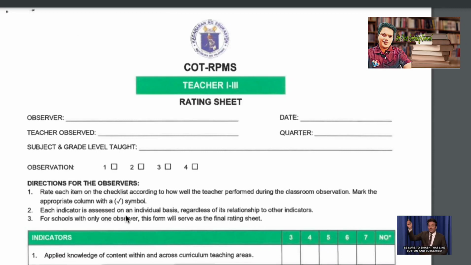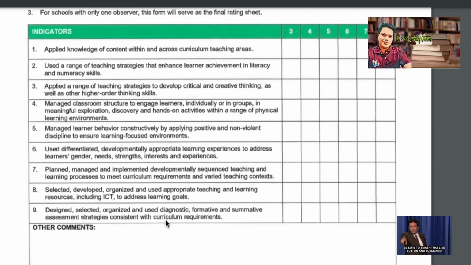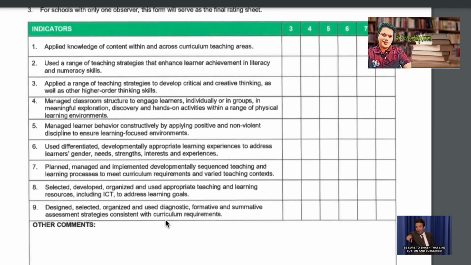Directions for the observers. Rate each item on the checklist according to how well the teacher performed during the classroom observation. Mark the appropriate column with a check symbol. Each indicator is assessed on an individual basis, regardless of its relationship to other indicators. For schools with only one observer, this form will serve as the final rating sheet.